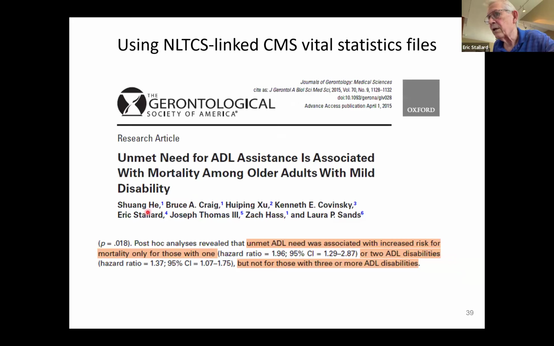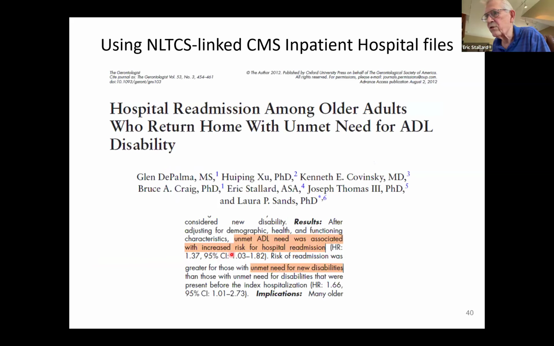Unmet need was associated with increased risk for mortality, but only for those with 1 or 2 ADL disabilities and not with 3 or more ADL disabilities. That's a dichotomization even of the ADL trigger. The unmet need has apparently different roles there. Unmet need was associated with increased risk for hospital readmission. It was especially strong when it was for unmet need for new disabilities. Again, we can pick these items up.